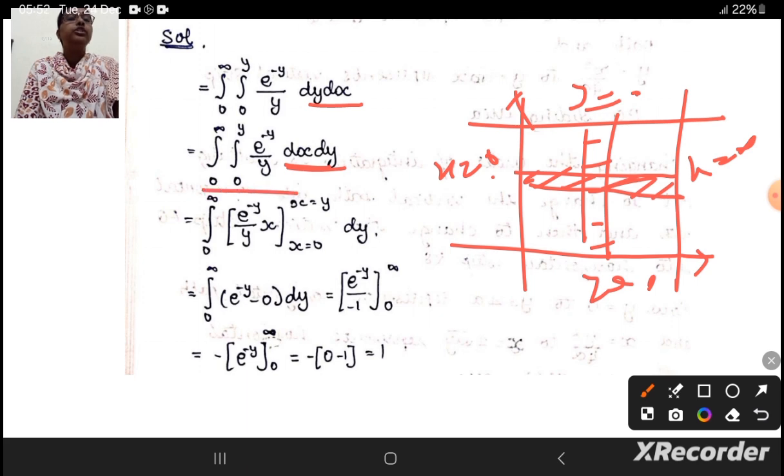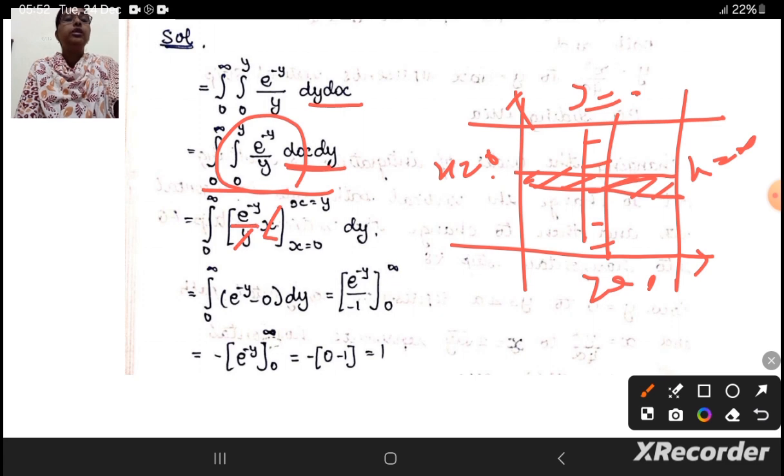Now it is changed, and then we can calculate the next integration, the innermost integration, with respect to x. So integrating here with respect to x, e power minus y divided by y is a constant, and integrating x is x. So applying the limit for x, 0 to y, and instead of x we are applying the limit. So the y in the denominator and numerator will cancel, and you'll get only e power minus y.